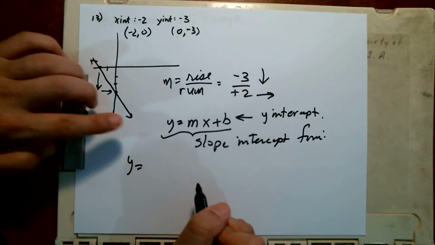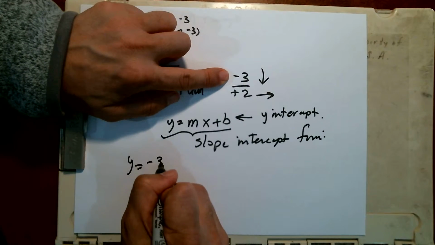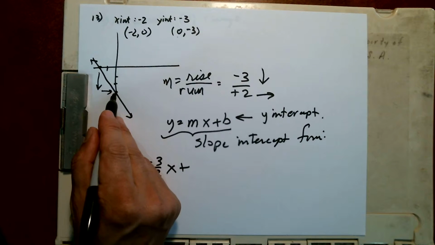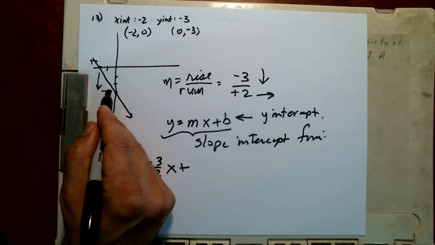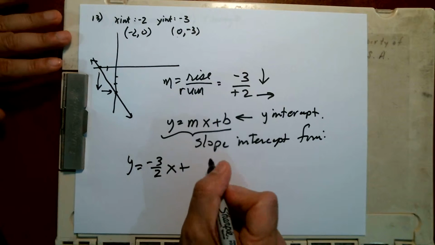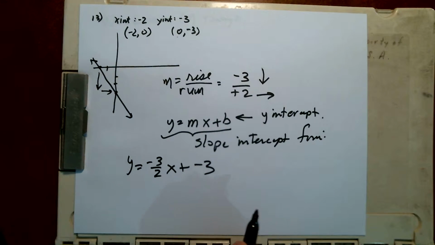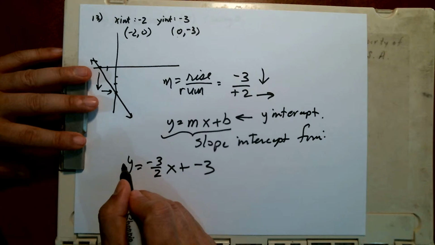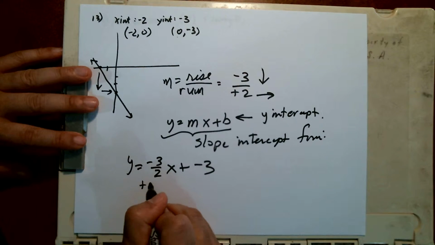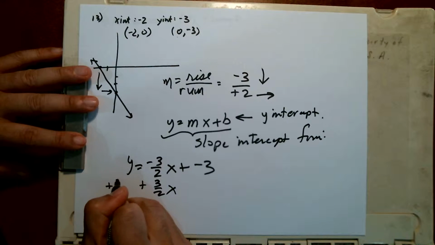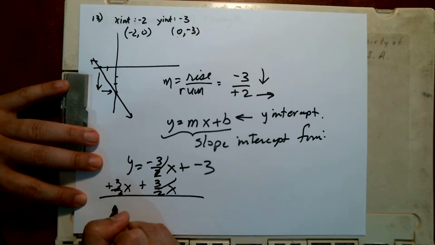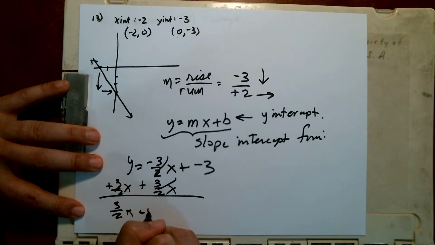So y is equal to m, which is negative 3 halves x, plus, what's my y-intercept? Right here. Not the x-intercept. It's always the y-intercept, which happens to be minus 3. Now you want to put it in standard form, so you move this term to the left side. How do you do that? We add 3 over 2x to both sides. Cancel those out. On the left, you have 3 over 2x plus y is equal to negative 3.